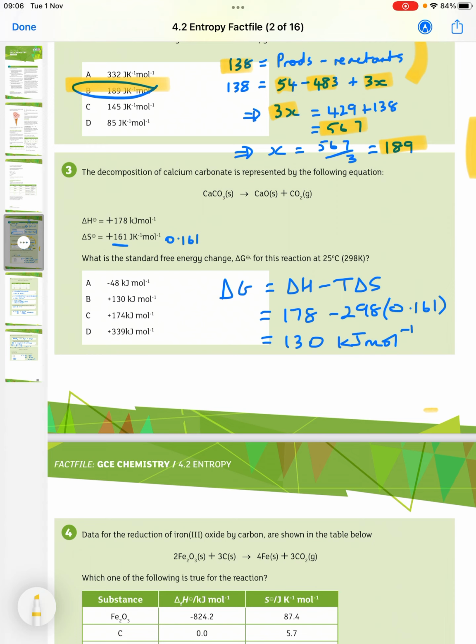Number 3, the decomposition of calcium carbonate is represented by the equation CaCO3 solid gives you CaO, which is solid, and CO2 gas. So delta H is plus 178 and delta S is plus 161. So what's the standard free energy change, delta G, for this reaction at 25 degrees C, which is 298 Kelvin? First thing you need to do is change delta S into kilojoules per Kelvin per mole, and then plug those into the equation. So delta H mine is 178, T 298, and then delta S 0.161, and you get 130, which is B.